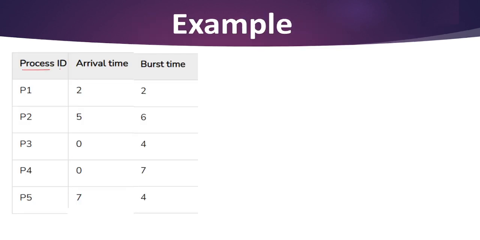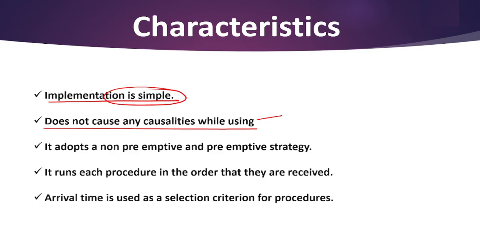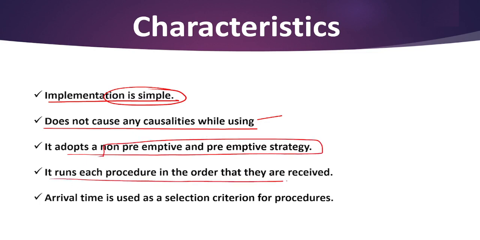Let's take an example. Here we have 5 processes. There is no priority given to any process. Every process is equal here. It adopts a non-preemptive and preemptive strategy. We have discussed this point. It runs each process in the order that they are received, and arrival time is used as a selection criteria.